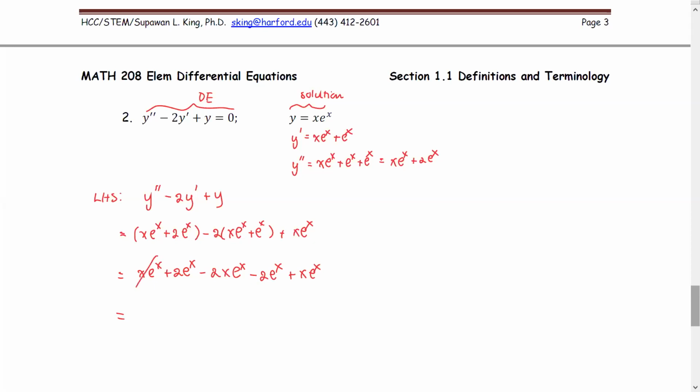So x e to the x and x e to the x cancel with negative 2x e to the x, and 2e to the x minus 2e to the x, that comes to 0, which is the same as the right-hand side. Check.